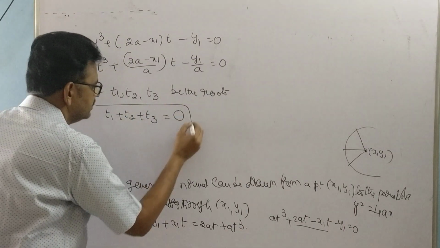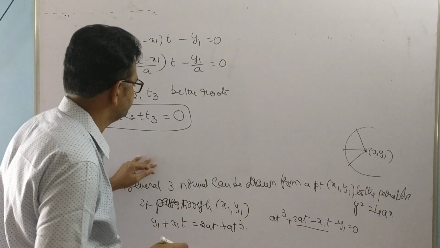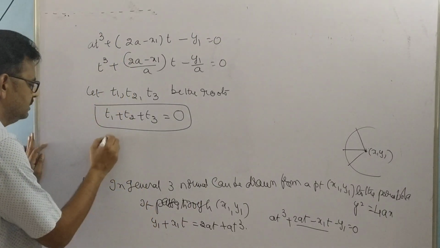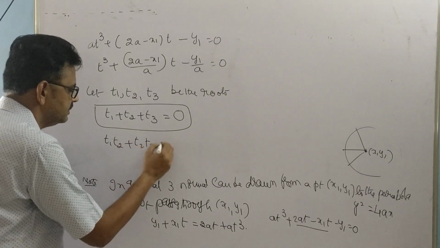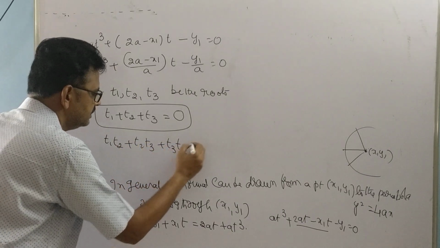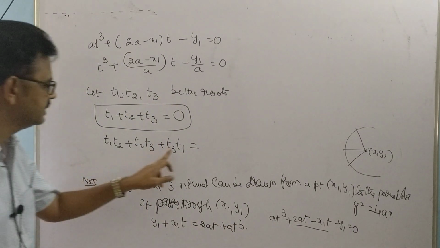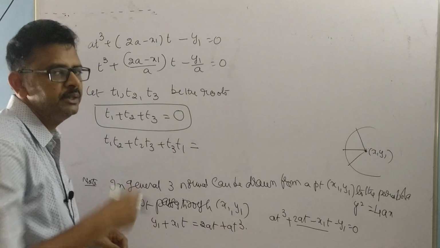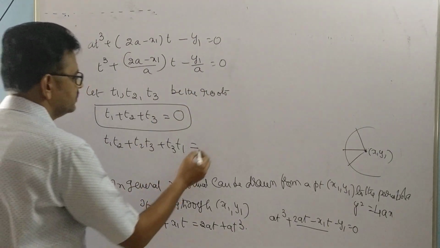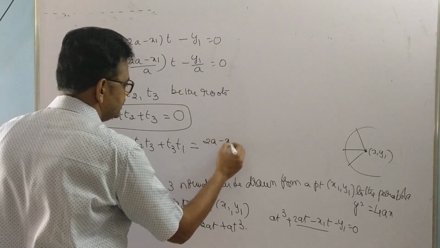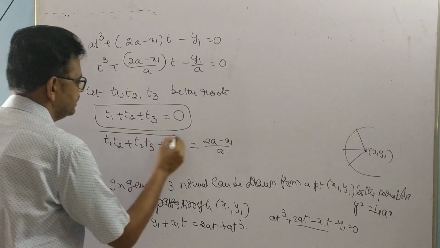Next one. Sum of the product of roots taken two at a time. That is T1 T2 plus T2 T3 plus T3 T1, which is equal to the sum of the product of roots taken two at a time, that is plus P2 from the theory of equations. I think you know all this. So this is (2a minus x1) by a.